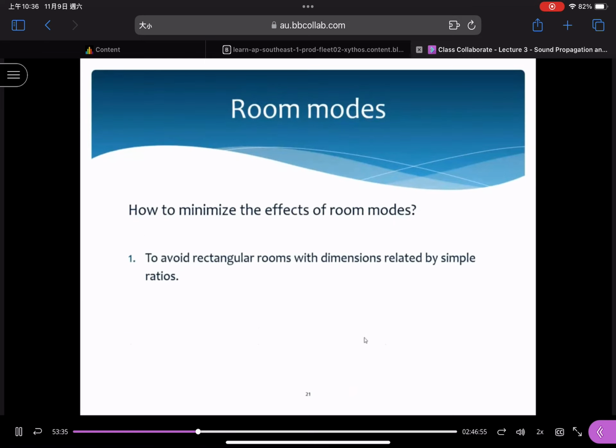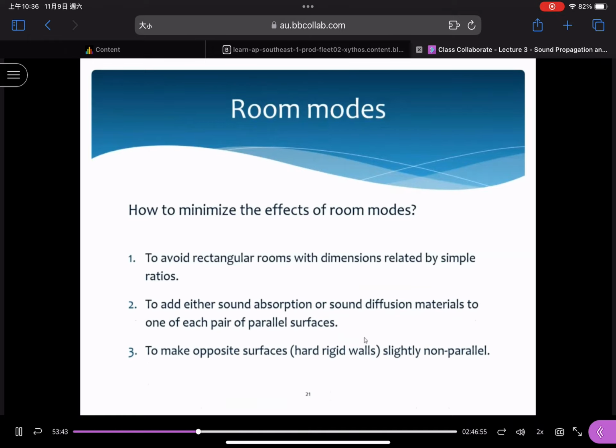This is an adverse effect when we encounter room modes. In general acoustic designs, we can ignore this effect or we can get rid of it. The first way is to avoid rectangular rooms with dimensions related by simple ratios. In the past, when I asked these questions, many students just told me to avoid the design of rectangular rooms. This is totally incorrect. You can see that this is a rectangular room. We can design a rectangular room, but its dimensions are not related by simple ratios.